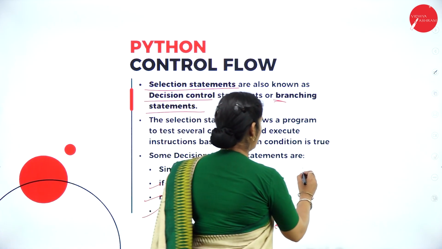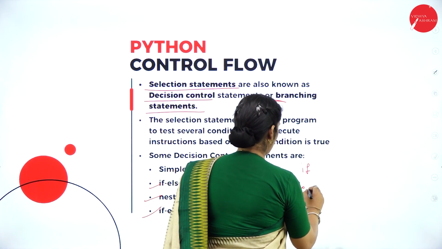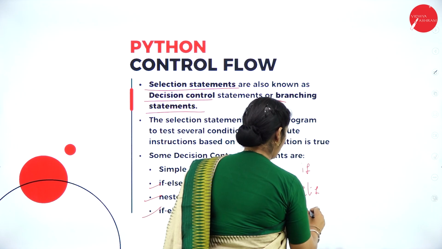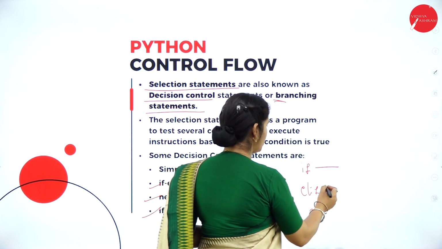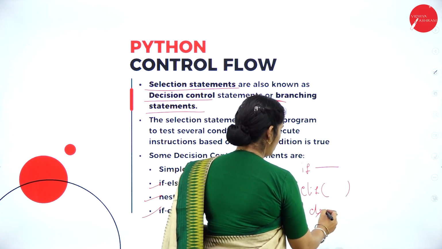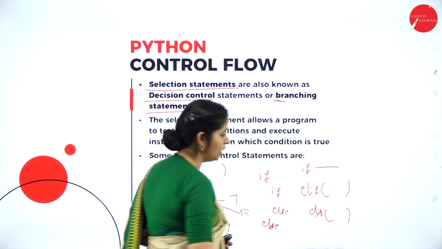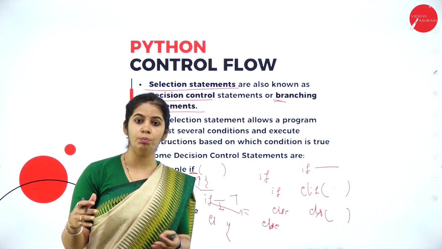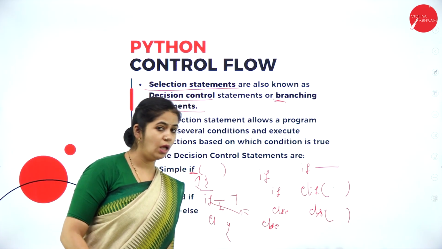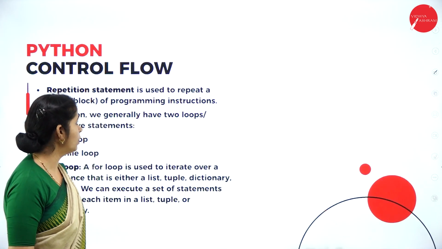If, elif, and else. Check the condition whether it is true or not. Check for one more condition. If it is not true, then execute the else part. This is the best example when we are finding the biggest of 3 numbers. We use this sort of conditional statement.